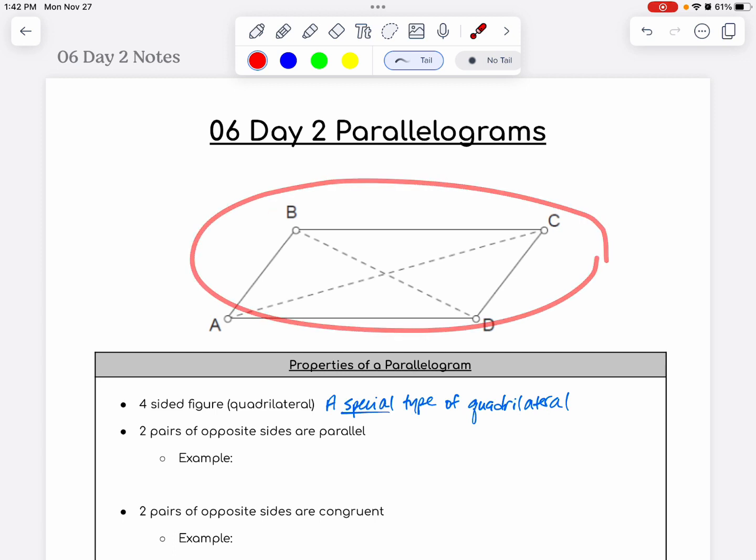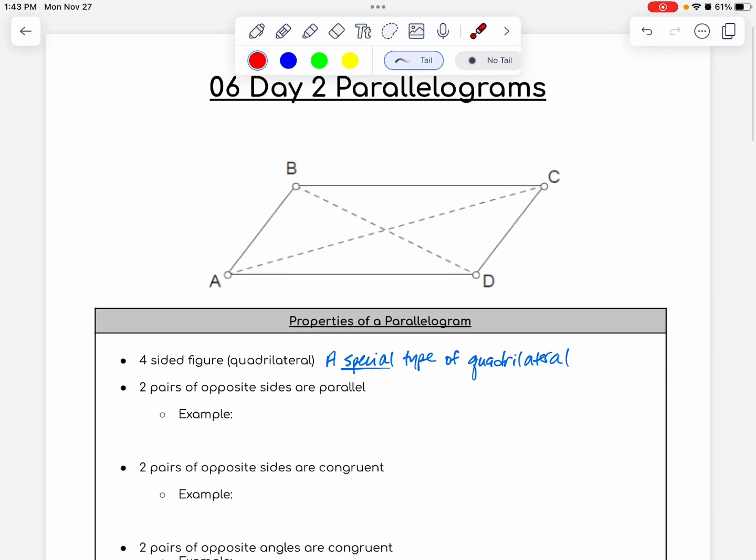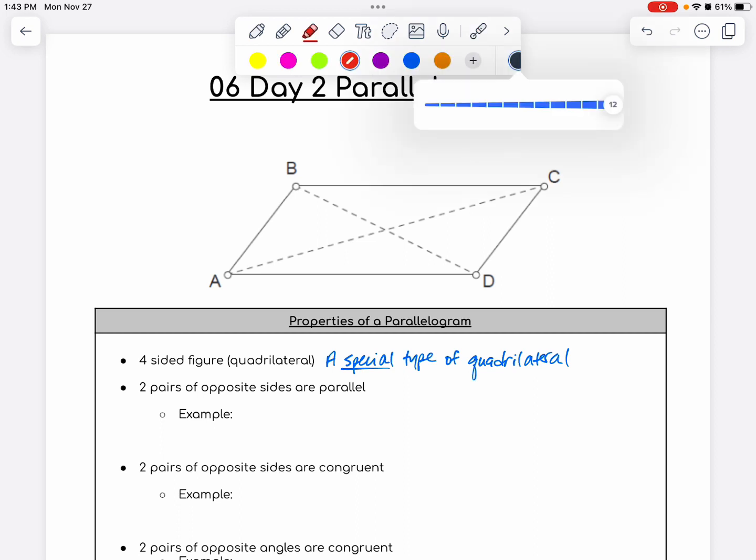This is not a square. You might also think of a rectangle. This is not a rectangle. You could also think of a kite or a diamond. This is not any of those. This is called a parallelogram, okay? And what it means is it has 2 pairs of opposite sides parallel.